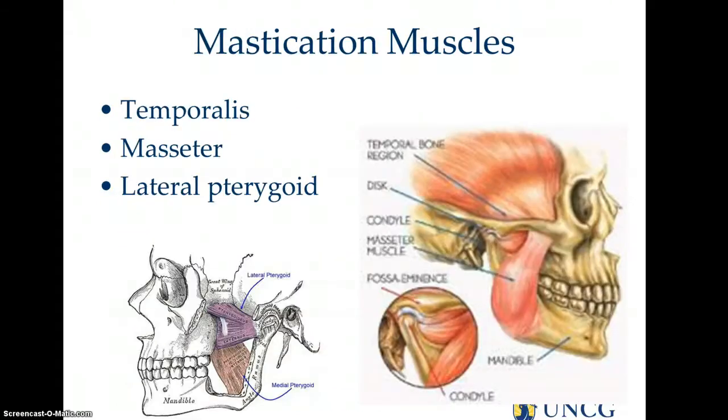But for mastication purposes, our mastication muscles, which are chewing muscles, we're going to talk about the first two being the temporalis and the masseter. Don't worry too much about the lateral pterygoid. Even though it is a mastication muscle, we're going to spend most of our time with temporalis and the masseter.